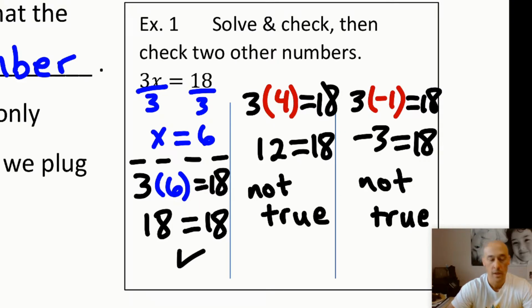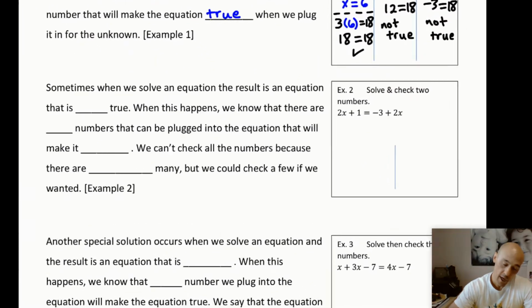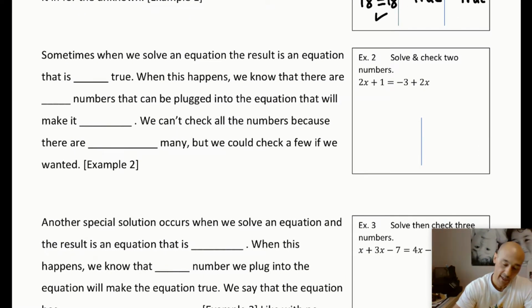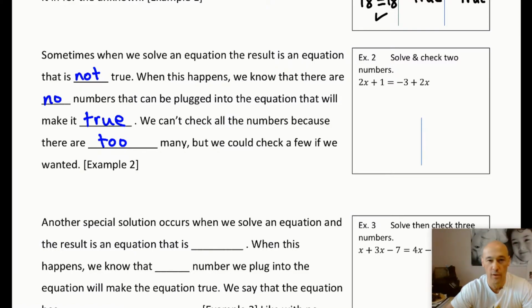All right? Okay. Now, sometimes when we solve an equation, the result is an equation that is not true. When this happens, we know that there are no numbers that can be plugged into the equation that will make it true. We can't check all the numbers because there are too many. There are an infinite number of numbers, but we could check a few if we wanted.